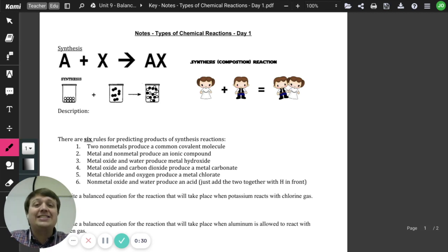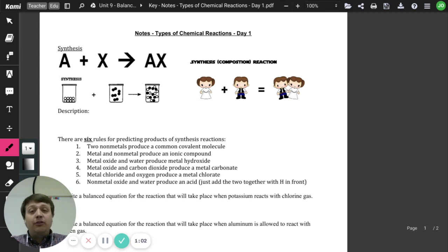For a synthesis reaction, we know that elements are going to combine. Anytime we talk about something being synthesized, we're talking about something that is being made. Synthetic materials are materials that have been man-made. So a synthesis reaction creates new substances from two or more substances that we have.